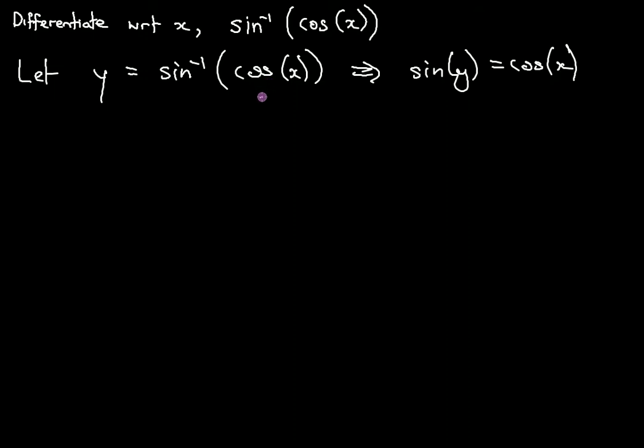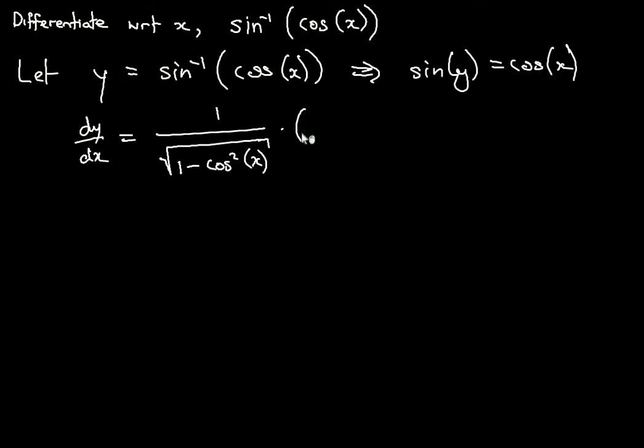Alternatively, we now know how to differentiate inverse trigonometric functions, so I could just differentiate this one directly. So dy by dx is equal to 1 over the square root of 1 minus cosine squared of x, and then times the derivative of this inner function, because of the chain rule, which is negative sine of x.